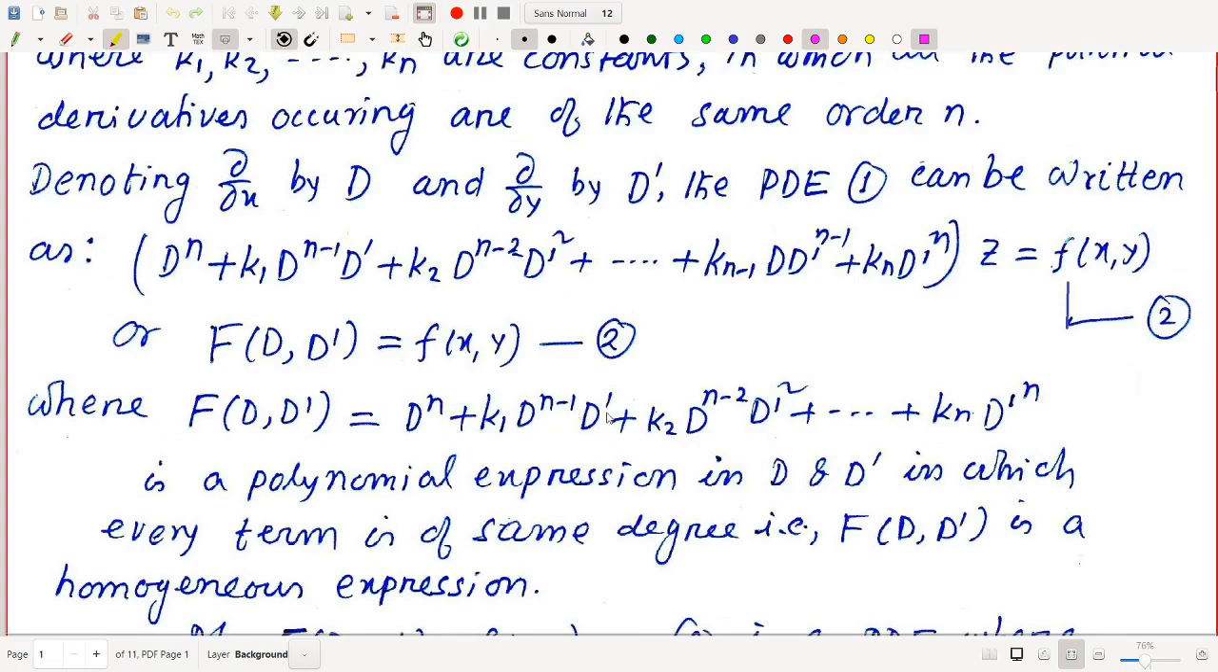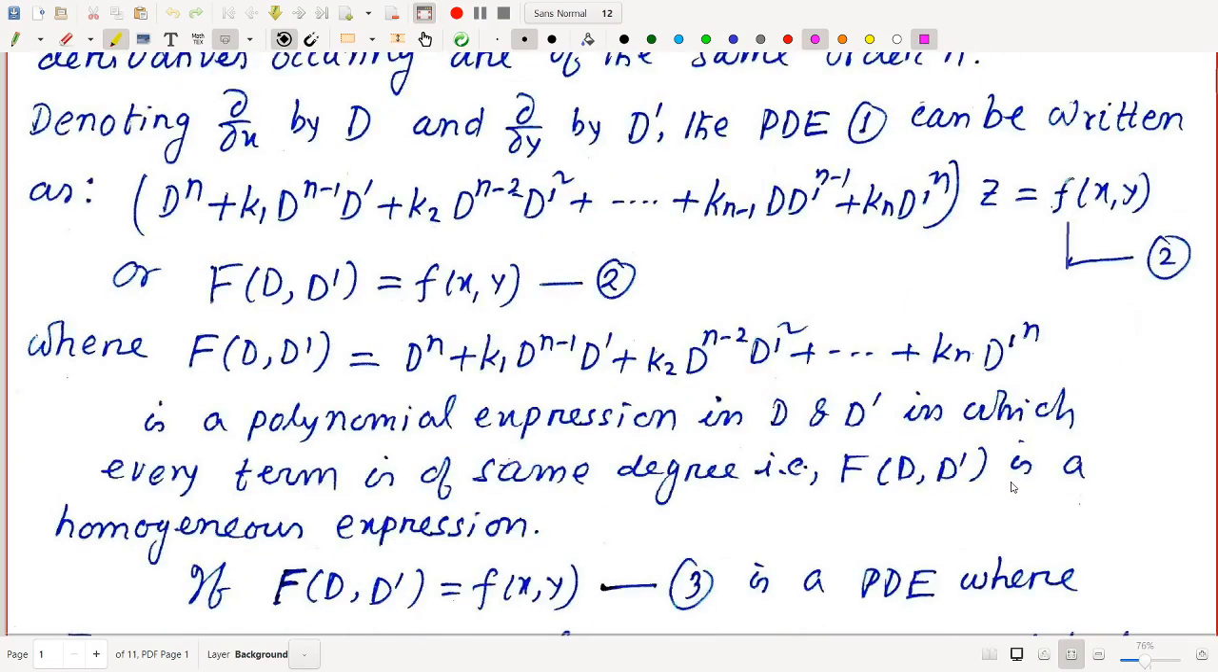plus k1 D^(n-1) D' plus dot dot dot kn D'^n, which is a polynomial expression in D and D' in which every term is of the same degree, that is F of D, D' is a homogeneous expression.